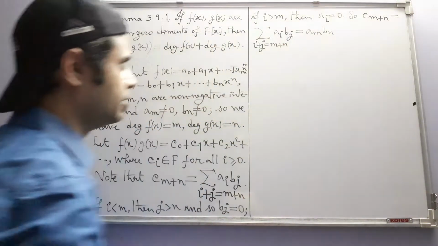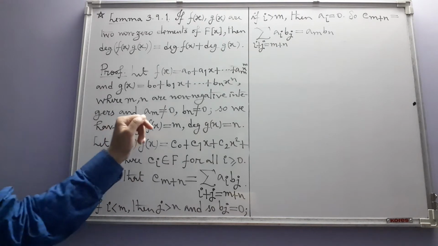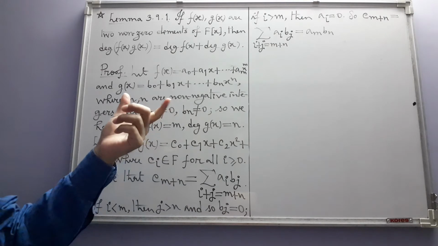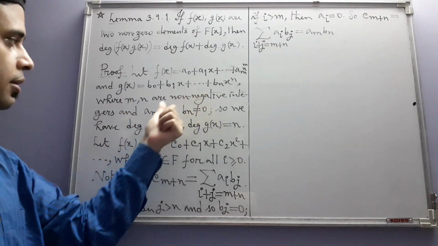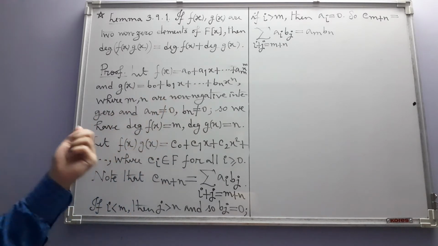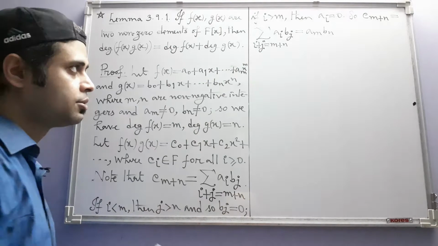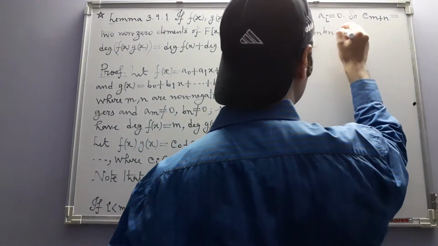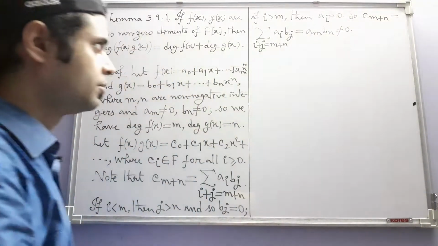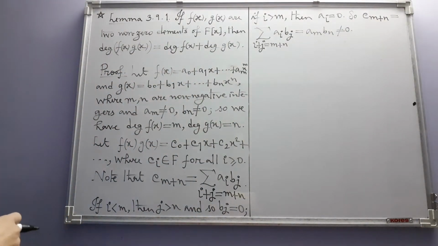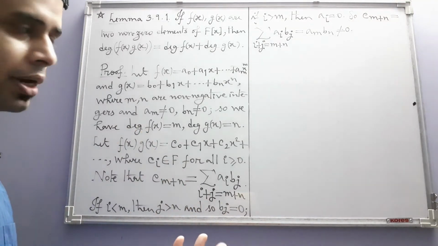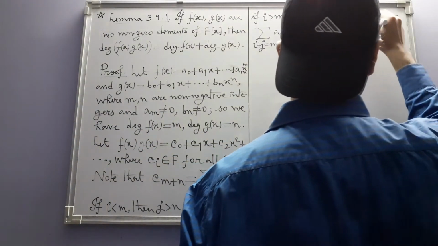Now you use the fact that am and bn are non-zero, so their product will be non-zero, because these are elements in the field F, and every field is an integral domain. It has no non-zero zero divisors, so that's why this is not equal to 0. Okay. Now what happens if this suffix of c is even greater than m plus n? We have to check that also.